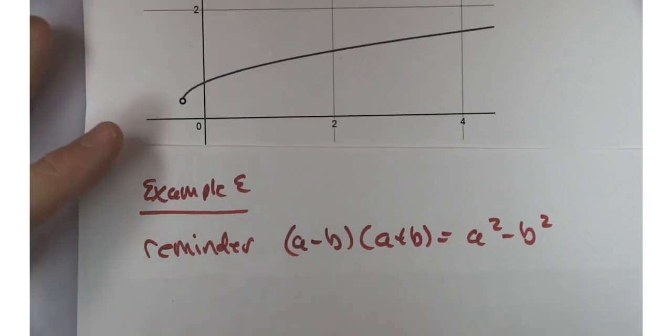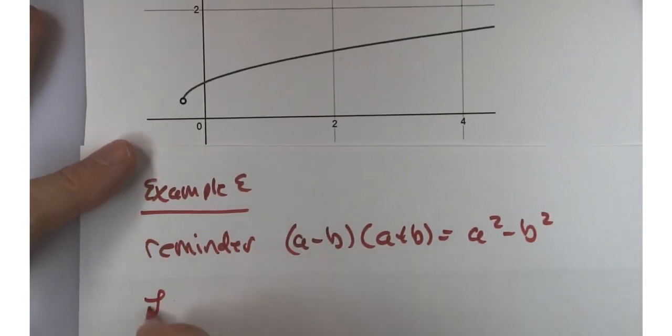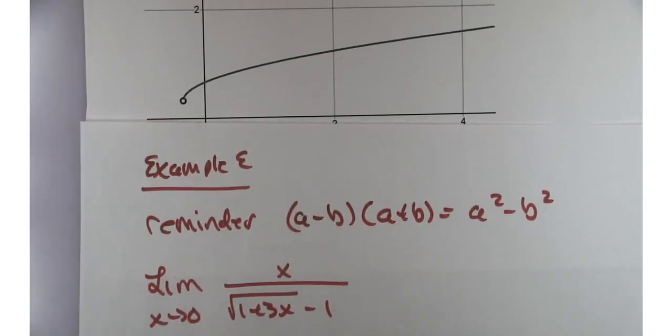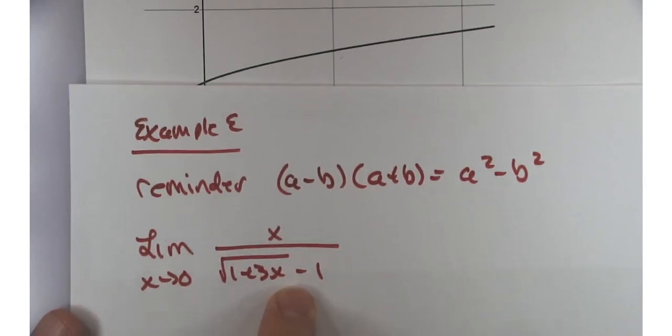So let's look at our limit as x approaches 0 of x over the square root of 1 plus 3x minus 1. Okay, looking good there. Well, the first thing to always try is to plug in the limit. So try plugging in the limit. What do you get when you plug in the limit?